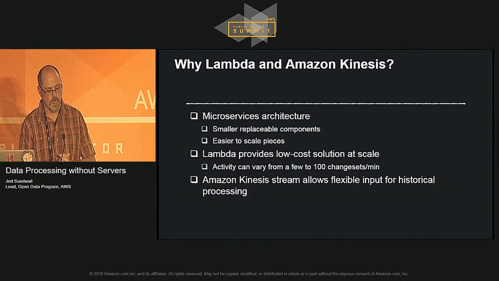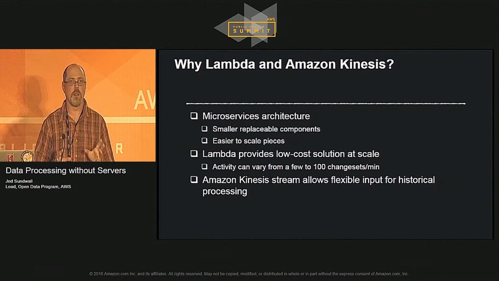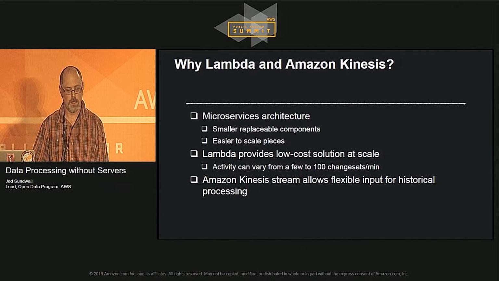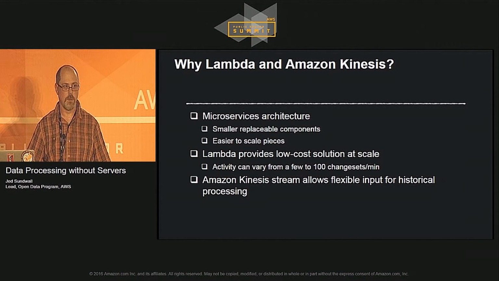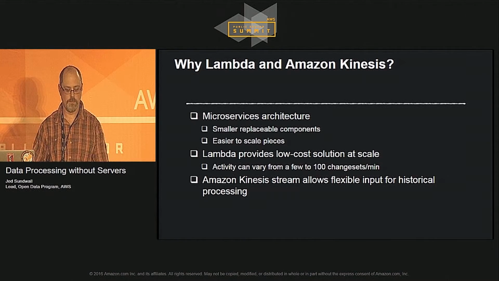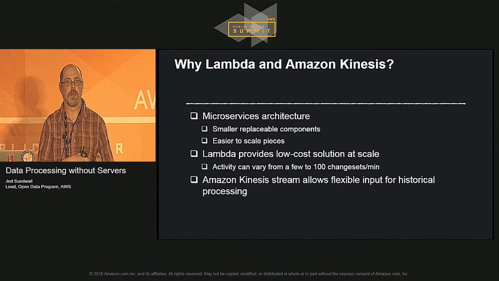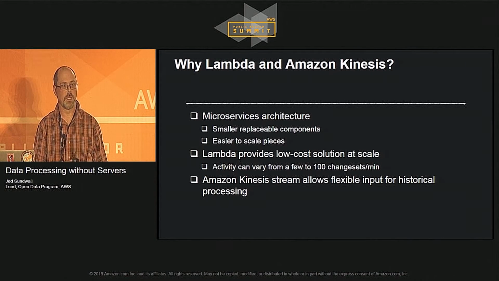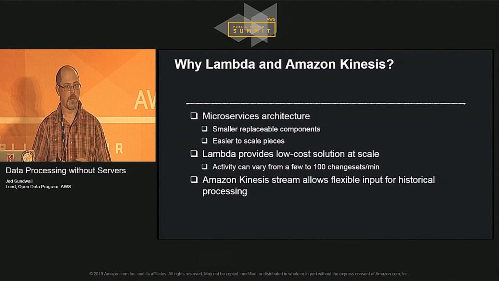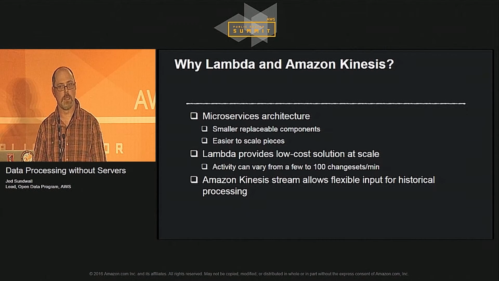So why Lambda and Kinesis? There are some real advantages to the microservices architecture here. Of course, these are general pros for microservices: you can replace these components. This was particularly important to us because we wanted to be able to replace Planet Stream somewhere down the line with something a little bit more scalable and easier, because right now we're relying on this other API to provide the geometries that's not entirely stable.